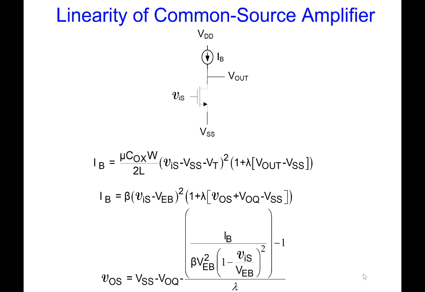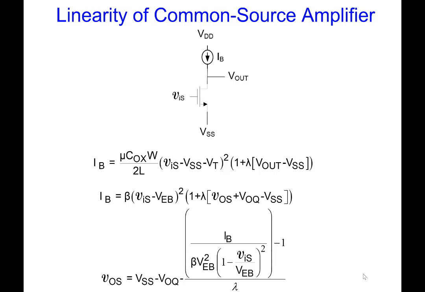So if I equate the drain current to the bias current IB, I get this equation here. And from this equation, I can solve for the small signal output, and it's equal to the VSS minus V out Q, and then minus this term here that's a function of Vn, and as a function of small signal input. Well, it looks like it's nonlinear because the small signal input appears in this squared expression.